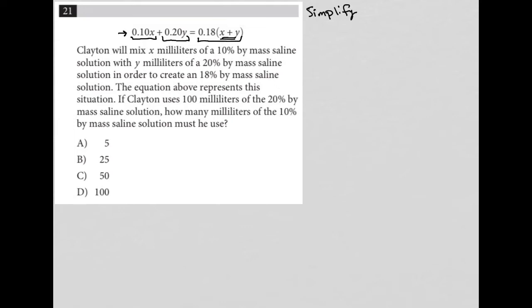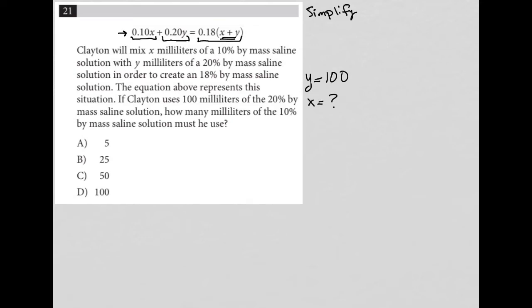So the next part of this question says, if Clayton uses 100 milliliters of the 20% by mass saline solution, well, that's Y, right? So that means that they're telling us that Y is equal to 100. The next part of this question goes on to say, how many milliliters of the 10% by mass saline solution must he use? So X, right? So we're given Y and we're trying to find X.